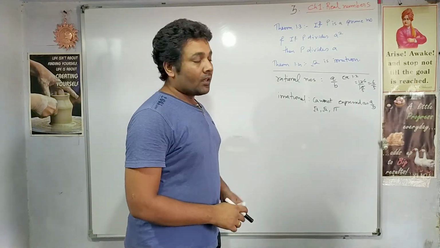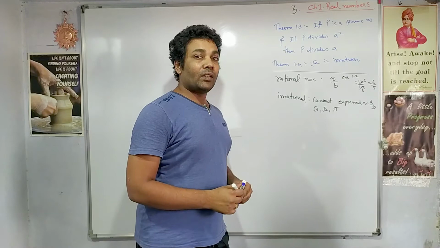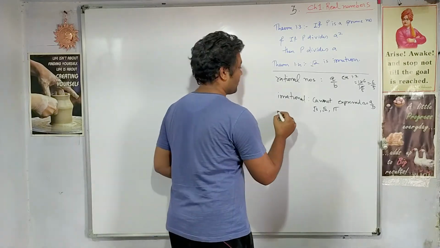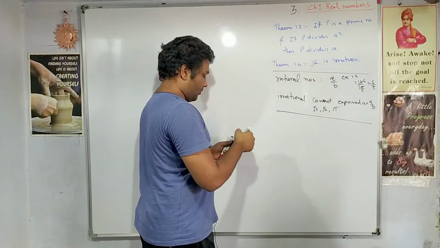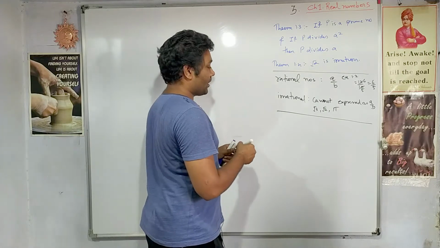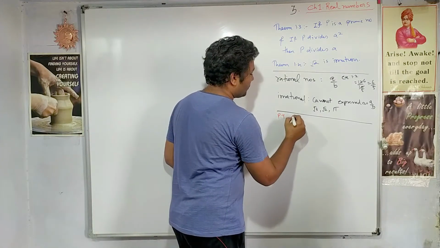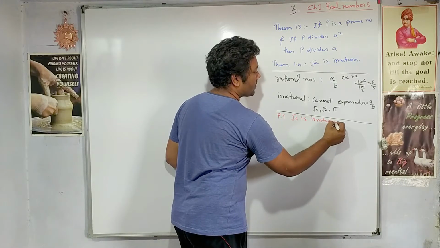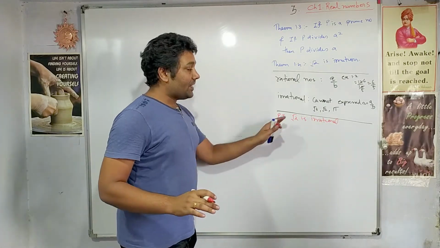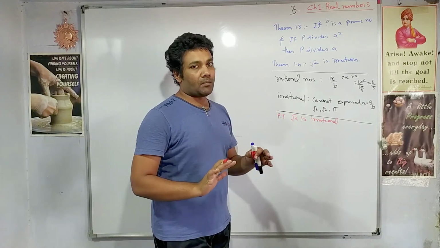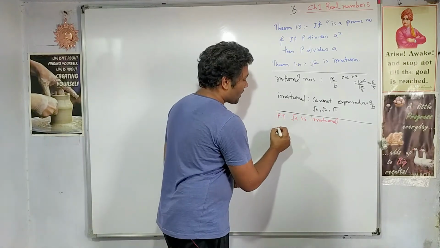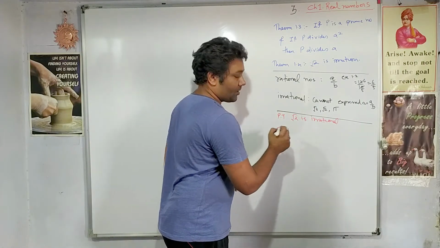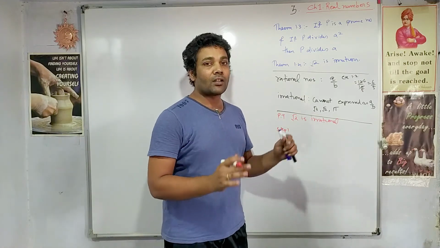First let us prove this theorem, and then we'll move on to some questions. So we are trying to prove that root 2 is irrational. How will you prove this? To prove any number irrational, we have a common method. I'll show you in steps. You don't have to write these words; this is just for you to understand better.